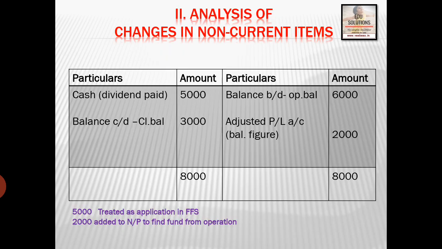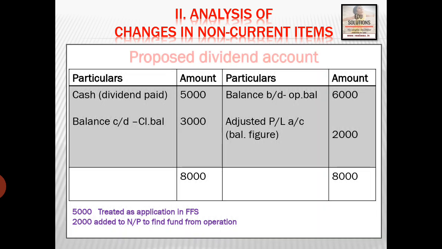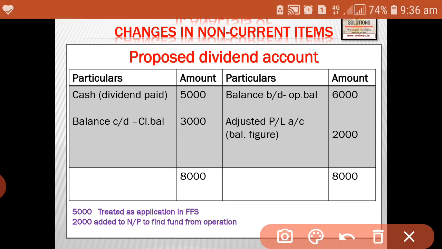Okay, this is the model of a proposed dividend account. What is the peculiarity of these accounts? Proposed dividend account is a liability item, so it will have opening balance on the credit side and closing balance on the debit side. Then the second item to be considered is നമ്മൾ രണ്ട് ഐറ്റംസ് കണ്ടെത്തുന്നത്.